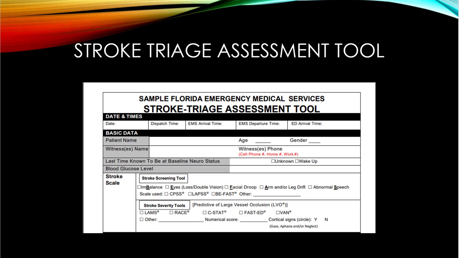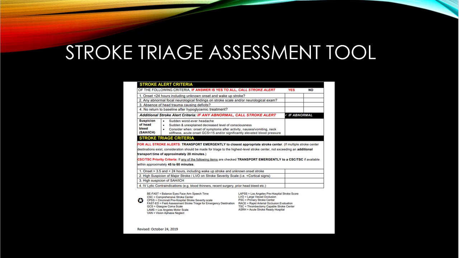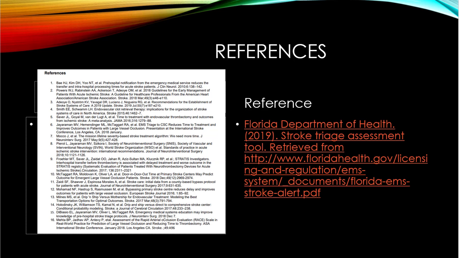When did it start? Now, for other criteria, if you have any suspicion of head bleed, like subarachnoid hemorrhage or intracerebral hemorrhage, you have to look for signs like sudden worst ever headache, sudden or unexplained decreased level of consciousness, and also changes with Glasgow Coma Scale. So any changes of this or any abnormalities, you have to call stroke alert right away. And this stroke triage assessment tool is created by the Florida Department of Health, and it was updated last year.